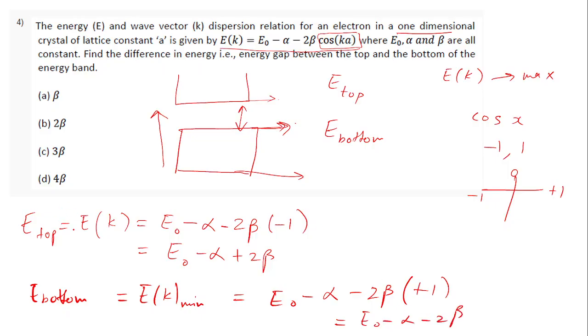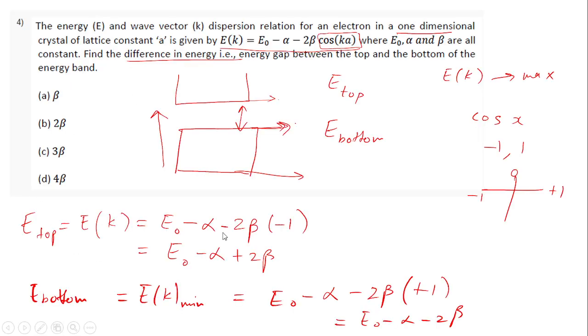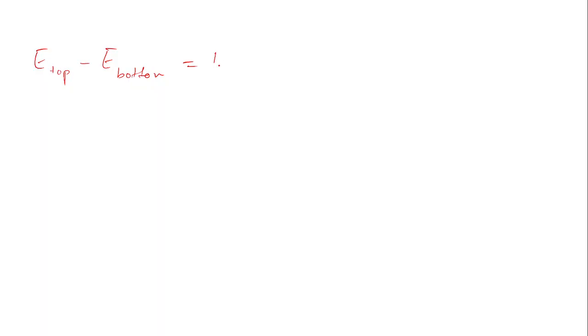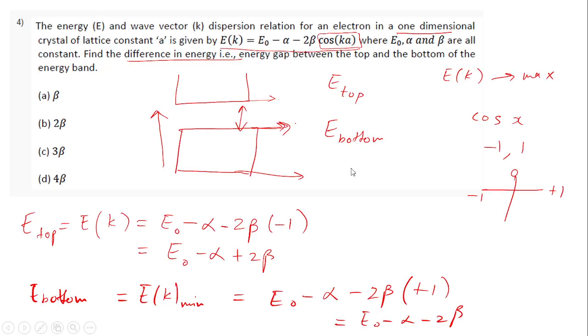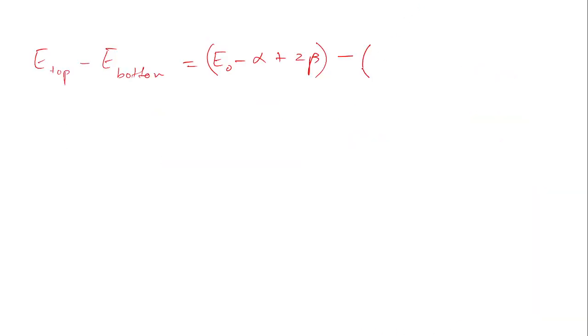So this is the energy of the top and the bottom of the energy band. Now we have to find the difference in the energy of the top and bottom of the band. For that, we will subtract the energy of the bottom level of the energy band from E top. The E top expression was E0 minus alpha plus 2 beta, minus the energy of the bottom level, which is E0 minus alpha minus 2 beta.